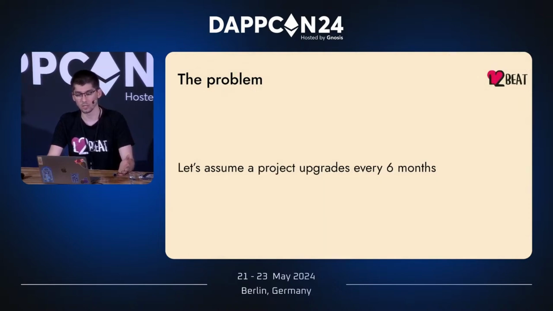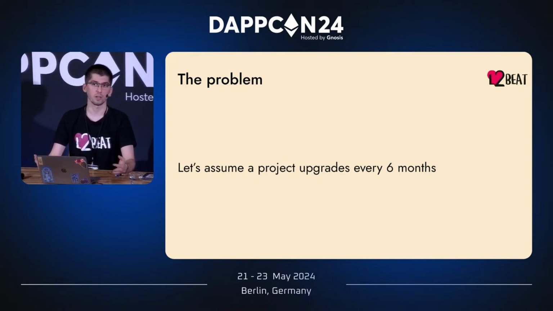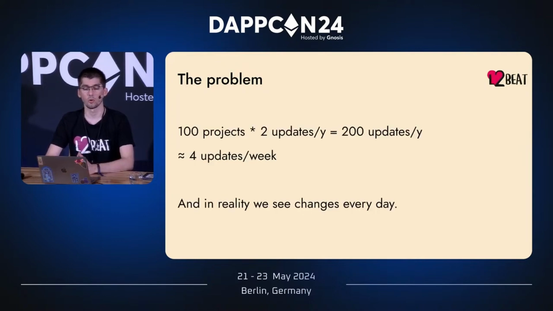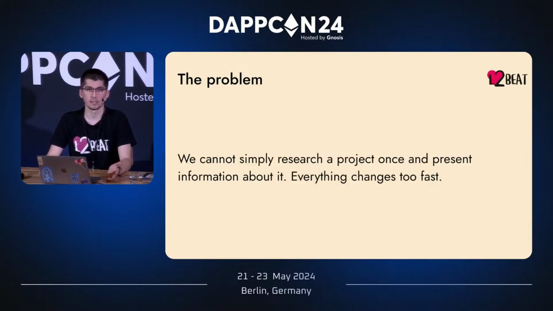Now, this is a challenge. If we make some simple assumptions, say we have 100 projects and every project does an upgrade every 6 months, like a usual cycle of marketing, preparation, and audits, then every 6 months they release a new version. That gives us 100 projects, 2 updates per year, so 200 updates per year, or about 4 updates per week. In reality, we actually see changes happen every single day. So obviously, this is unsustainable if we wanted to do this manually.